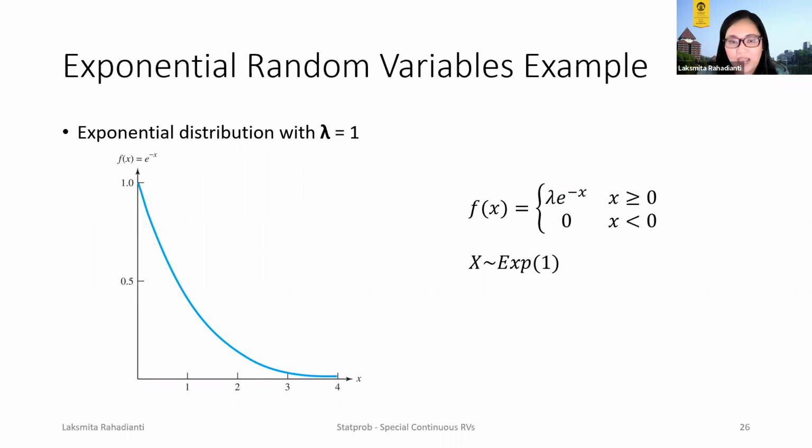And in this case, my f would be lambda e. Oh, apologies, the lambda should be gone from there. It should be just e to the power of negative x, and 0 otherwise. And this random variable would be exponential 1.